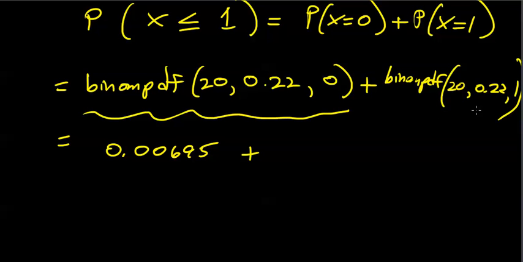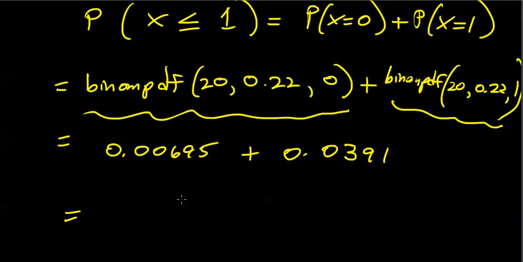And for the probability of the 1 case, let me do it here to make sure I got it right. Second distribution, binomial PDF, 20, comma 0.22, comma 1. I get 0.0391. Let me write that down. 0.0391, and that's that 1 case.